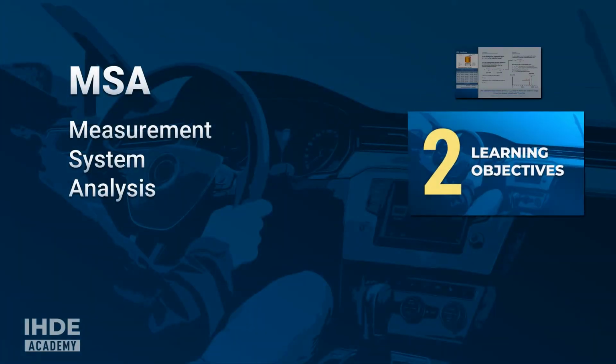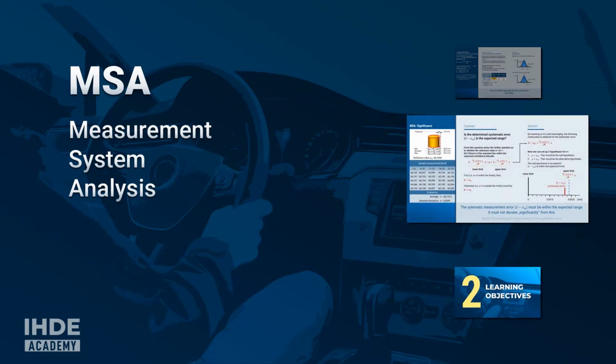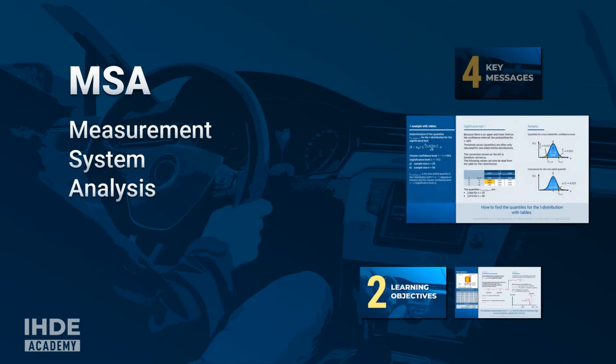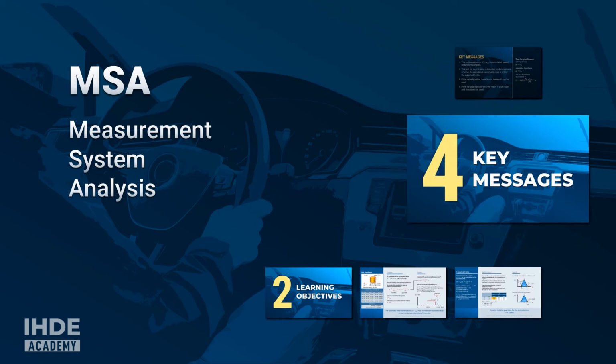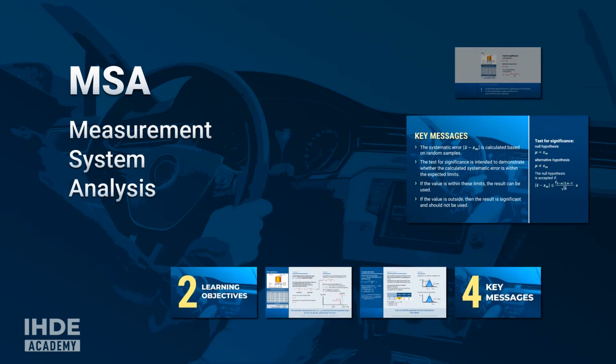This lesson is about the calculation of the confidence limits for the systematic measurement error and the test for significance using the student's distribution.